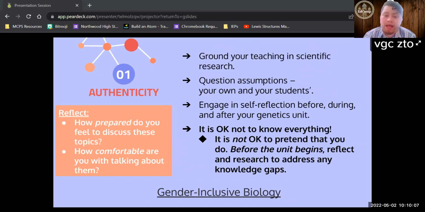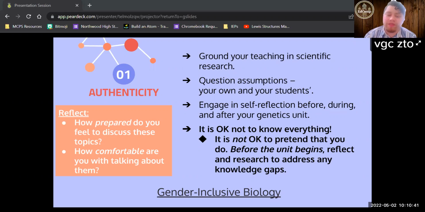First up, authenticity, thinking about bringing your authentic self, honoring the authentic selves of your students, and authentic representations of biology in our teaching. So of course, always wanting to ground our teaching in scientific research, questioning our assumptions, both our assumptions and the assumptions of our students, and engaging in reflection before, during, and after our teaching to help us understand where we are really at on certain things, both in terms of our comfort, our sense of our efficacy, our knowledge. Part of being authentic with students is having that self-awareness.